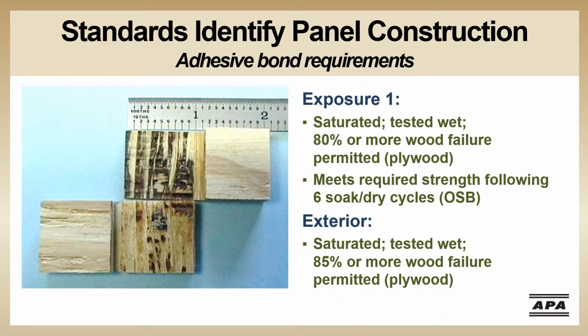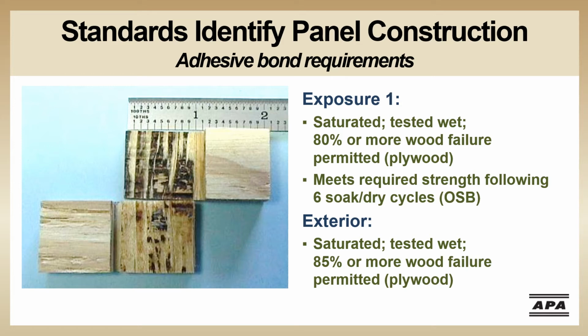The result of the bond test is shown in the photo. Structural plywood bonds are expected to be stronger than the wood itself. In this bond specimen, the dark colored areas show the glue line and indicate where there was bond failure. The lighter colored areas are the wood fiber and indicate wood failure. In the exterior bond test, on average no more than 15% of the failure can be at the glue line. For Exposure 1 test specimens, there can be no more than 20% bond failure.